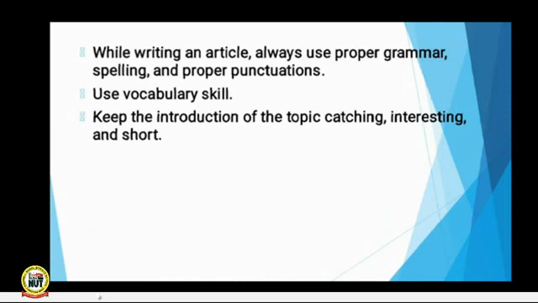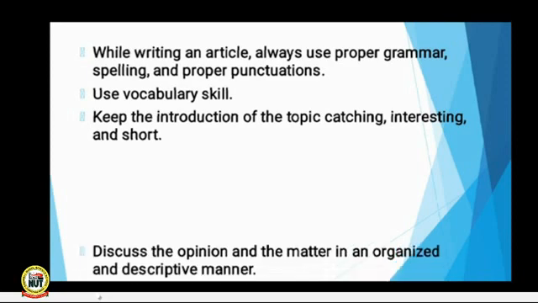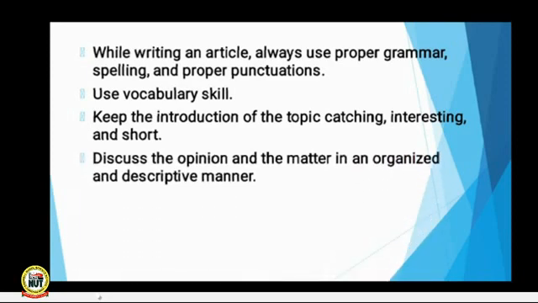Keep the introduction of the topic catching, interesting, and short. The topic of your article must be what? Straight to the point. When one sees it, it should be what? Interesting enough that one wants to actually read what is below it.